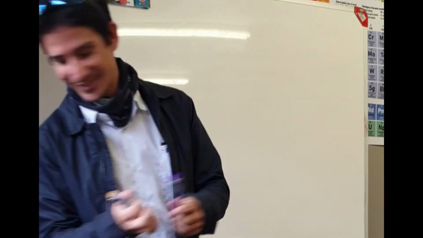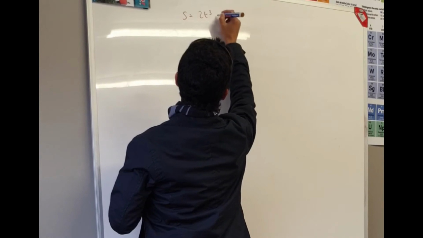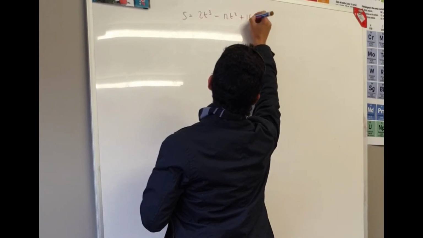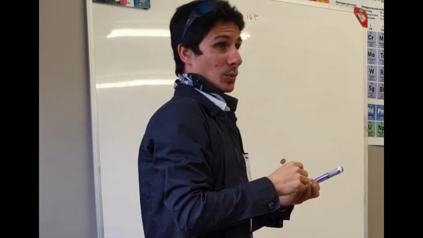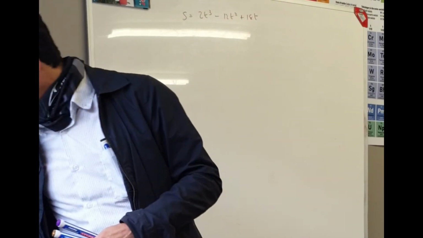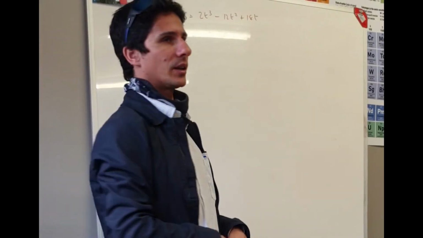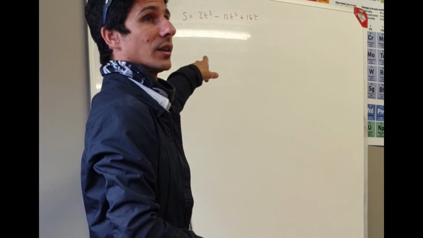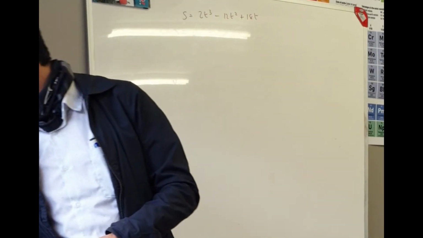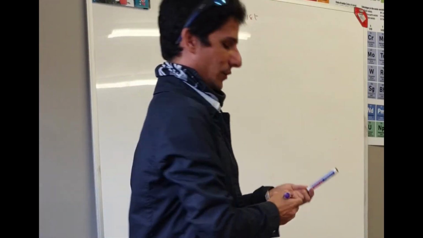S equals 2t cubed minus 12t squared plus 18t. That's a displacement function. So, what does the question ask us? It says a particle moves backwards and forwards in a straight line according to that function. That function will tell you how much displacement it has in time. And then it says find the distance it travels after 5 seconds.